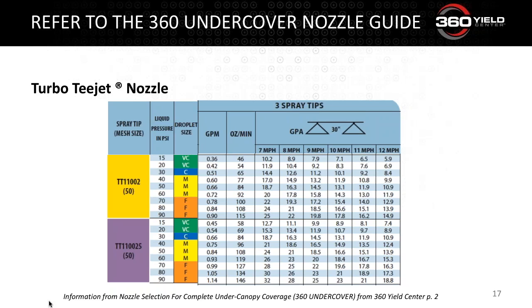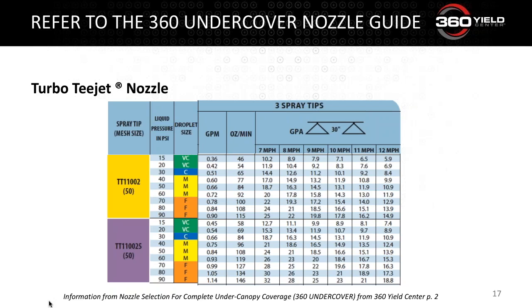You see that TT11002. What does that mean? TT is the Turbo TWINJET nozzle. So anytime I see TT, I know it's a Turbo TWINJET. It's not an XR, it's not the flat fan, it's not a TWINJET, it's not a hollow cone, it's a Turbo TWINJET.